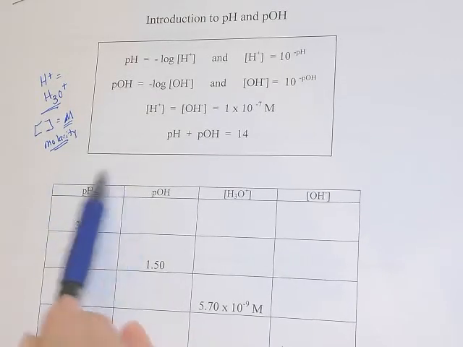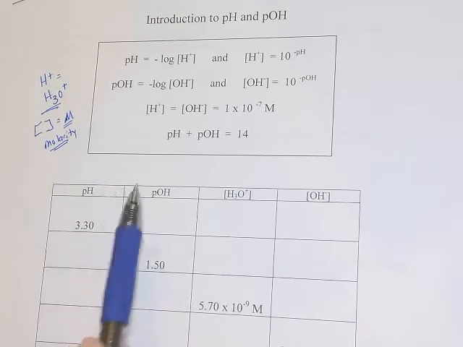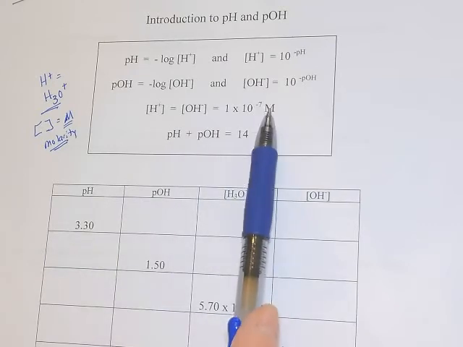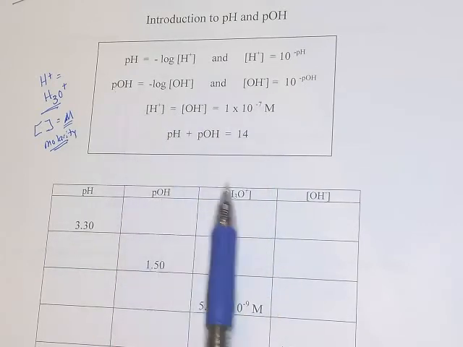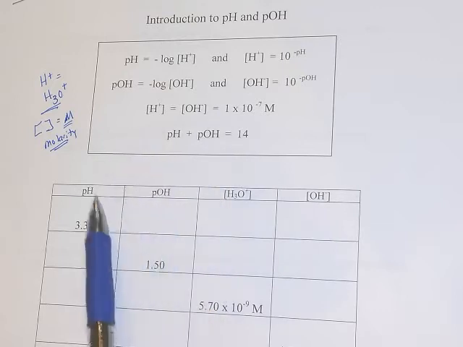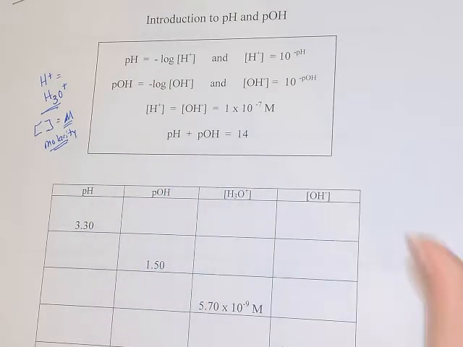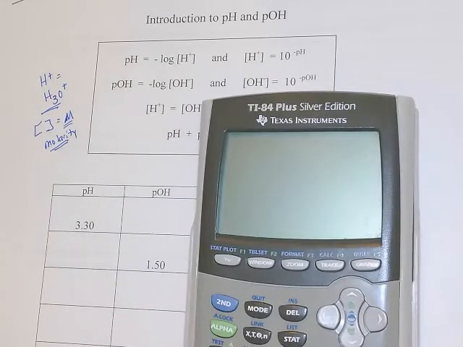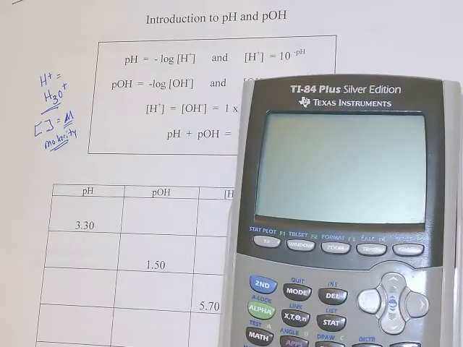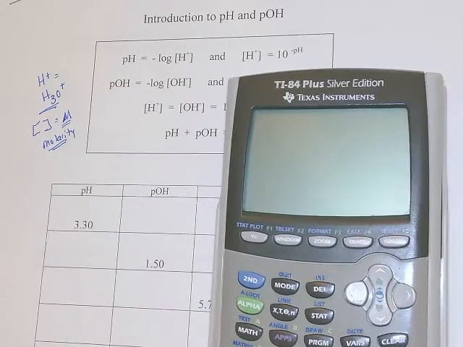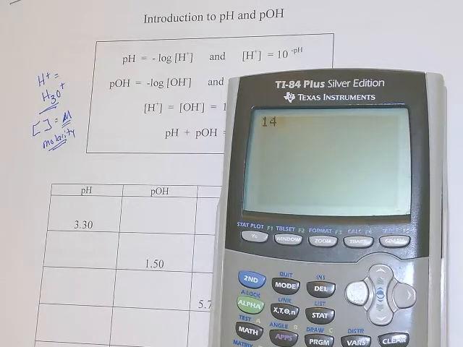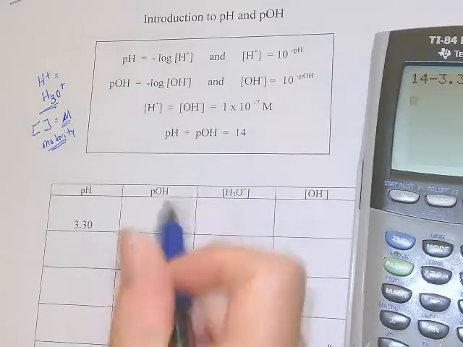So in this first one, we have given you the pH. So let's look at the relationships and figure out which one we want to find next. To me, if I'm given the pH, I'm going to go ahead and find the pOH next. The sum of pH and pOH is 14. So if I take 14 minus the pH, I'm going to end up with a pOH of 10.7.